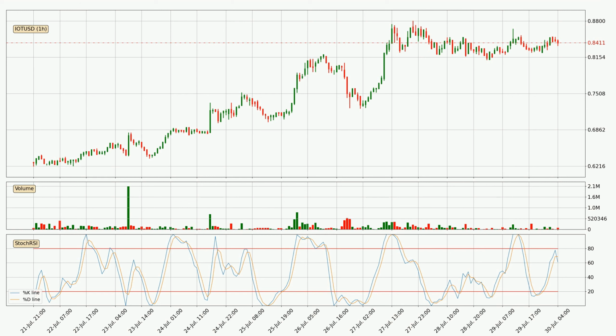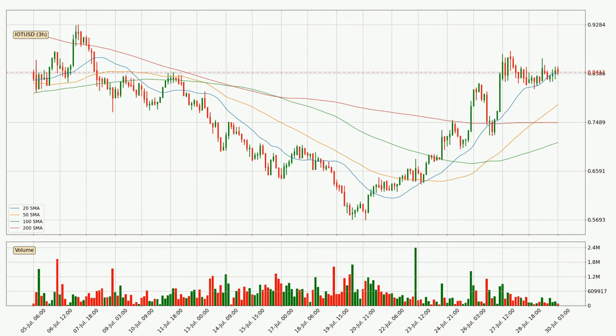If we now look at the current hourly stochastic RSI, there are no signs of the stochastic RSI being oversold or overbought at this time, but the %K line is below the %D line, which means the current trend is on the downside. Moving to the 3-hourly simple moving averages, for this time interval, the current price is above all of the simple moving averages, which looks bullish, and you should watch if the closest SMA, the 20 SMA, could remain stable or the price will dip below it, with the current price of around 83.8 cents.